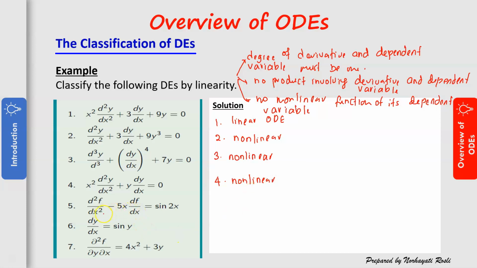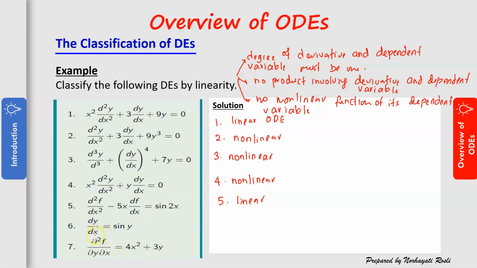Then we go to number 5. For this number 5, we see that the degree of the derivative and the dependent variable is 1. And then no product involving derivative with dependent variables. This product involves independent variables, so it is okay. And then no nonlinear function involving dependent variable. This one, there is a nonlinear function, but it involves the independent variable. This means that number 5 is linear.